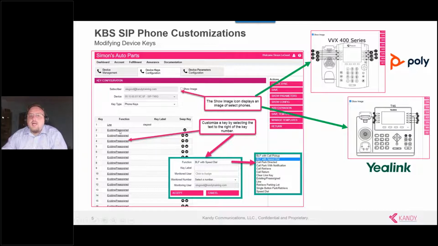When you click on the hyperlink for the function, it's going to bring up a box over on the right-hand side of that numbered list. It's going to give you the ability to add in the function, whether you're doing BLF or call park or whatever the function is that you're trying to set for these devices. You select that from the drop down, and then depending on your selection, it'll give you the ability to add in some additional fields. Key label is going to be what the device actually says. If it's a BLF, you can also select which user, things of that nature.